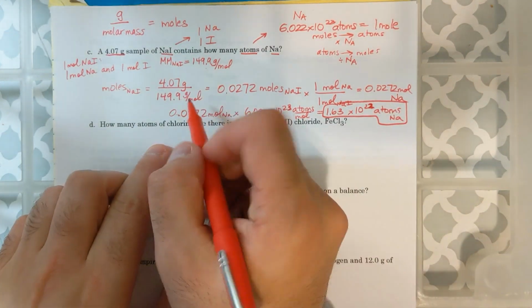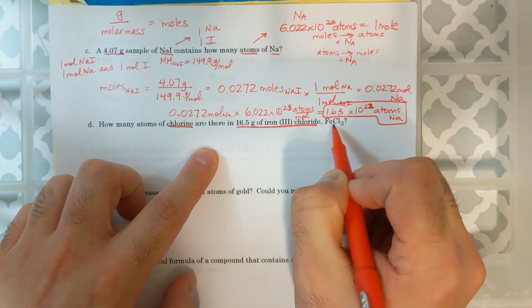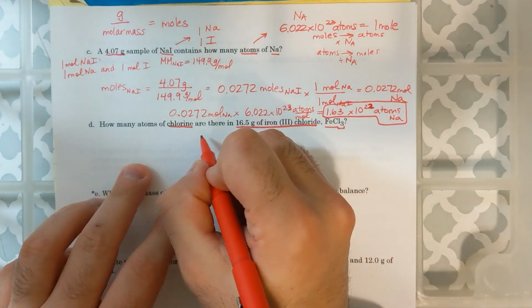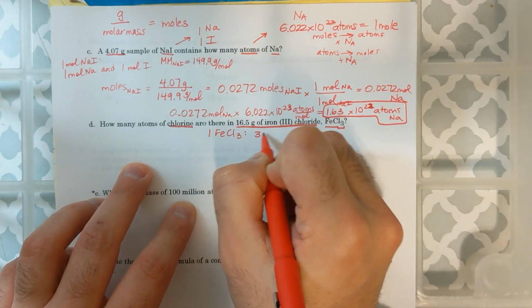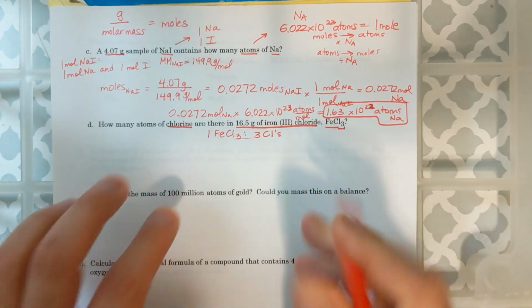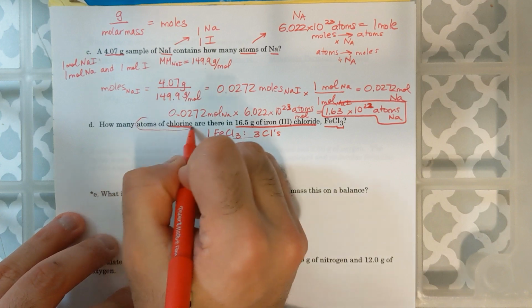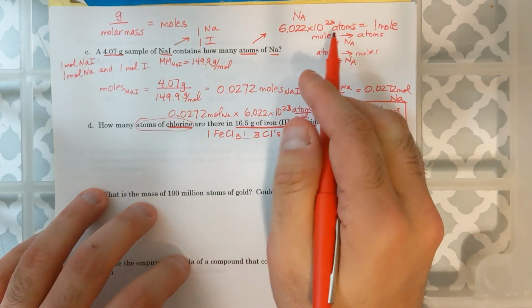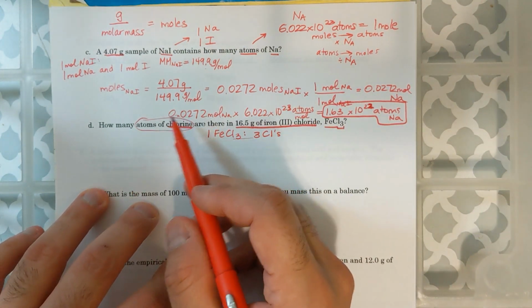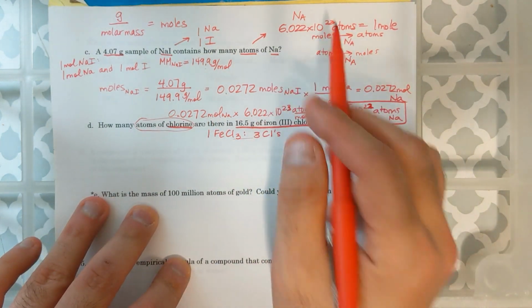It says how many atoms of chlorine are there in 16.5 grams of iron 3 chloride, which is FeCl3. Make a note, again, for 1 FeCl3, there are 3 Cl's. I'm going to have to use this relationship later. So in order for me to figure out atoms, again, if the question is asking about atoms, or the question gives you atoms, like in the next one, I need Avogadro's number. If it said moles of atoms, that's different. If it said grams of atoms, that'd be different. If it just says atoms, I need Avogadro's number.